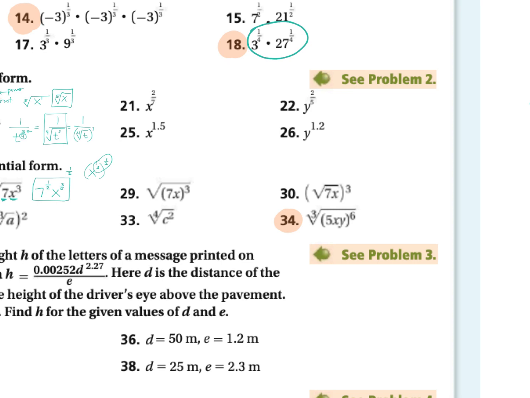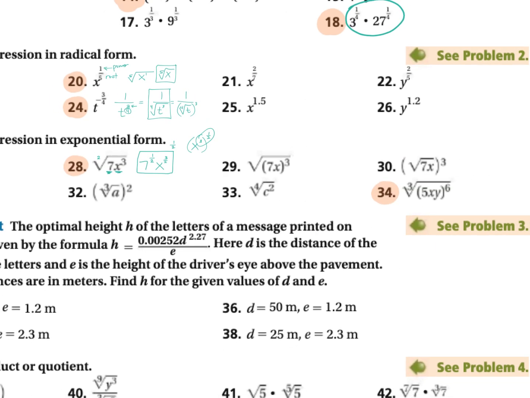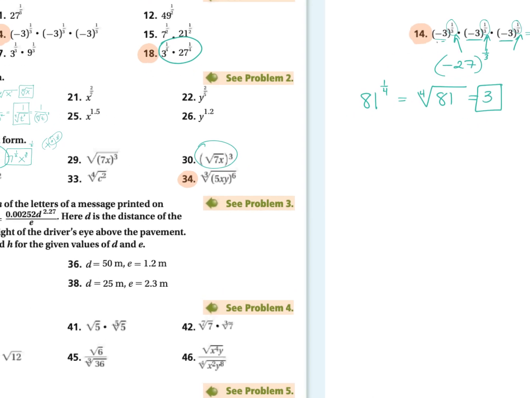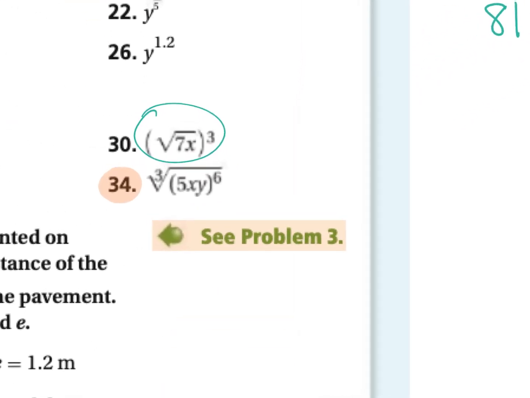You know what, let's do number 30 while we're at it, because this one is very similar. Notice this and this. I just want you to see the difference here. So it's taking this whole thing, the square root of 7x, to the third power. So if we simplify it, basically we're saying 7x to the 1/2 power is the same as this. But then we need to take that whole thing to the third power. So this one is actually 7x to the 3/2 power.